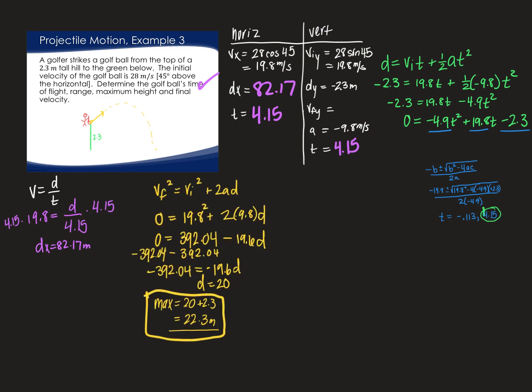Okay, and then finally we need to find our final velocity. So we can use our same equation we just did. Let's get a new color. It's almost Halloween. Let's go orange.